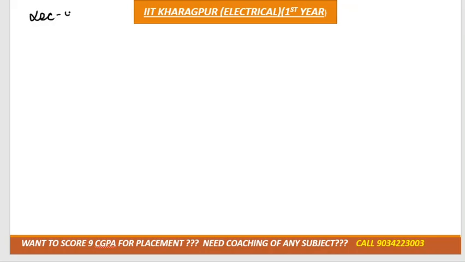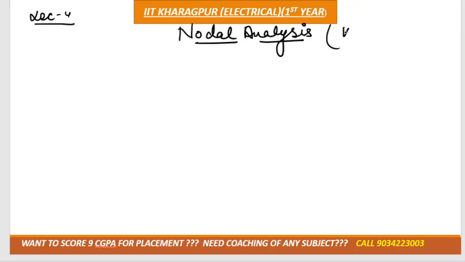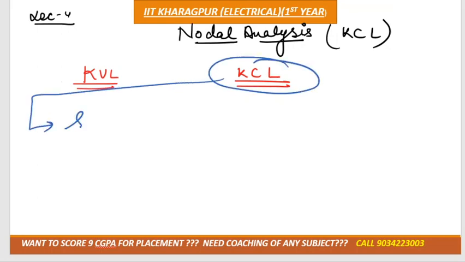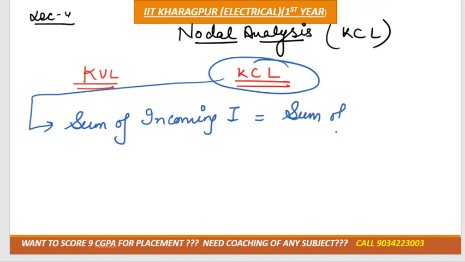Next topic we'll study is nodal analysis, or another name for nodal analysis, we can write it down as Kirchhoff's current law. Remember I told you Kirchhoff is a scientist's name, and on the basis of his name he gave two laws. One law is based on KVL, voltage, and another law is based on KCL, Kirchhoff's current law. So what does this Kirchhoff current law state? That the sum of incoming current is equal to the sum of outgoing current, right?